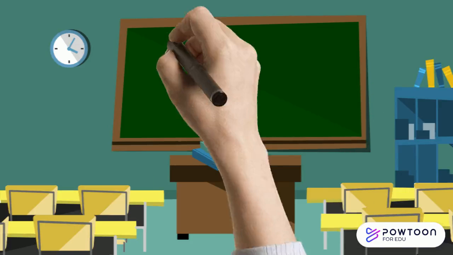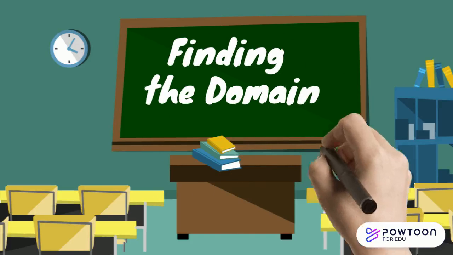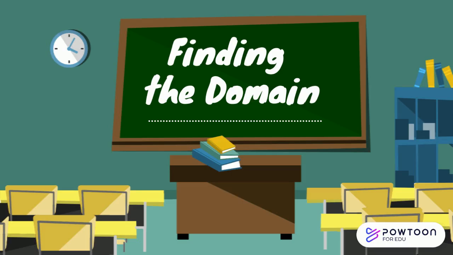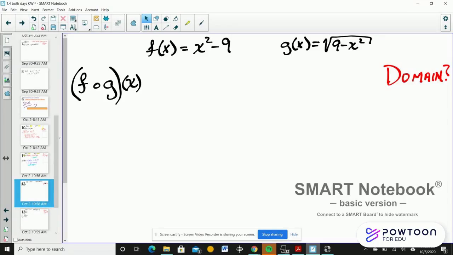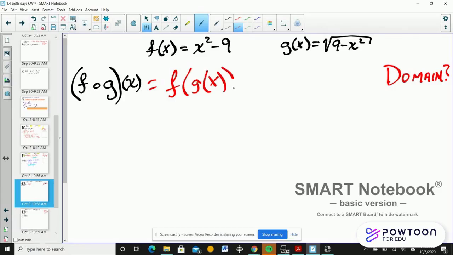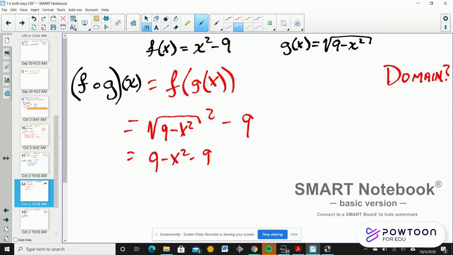Now we will find the domain of a composition function. To find f of g of x for these two functions, we're going to be finding f of g of x. So that's going to equal the square root of 9 minus x squared, minus 9. So that's going to be 9 minus x squared minus 9, which equals negative x squared.